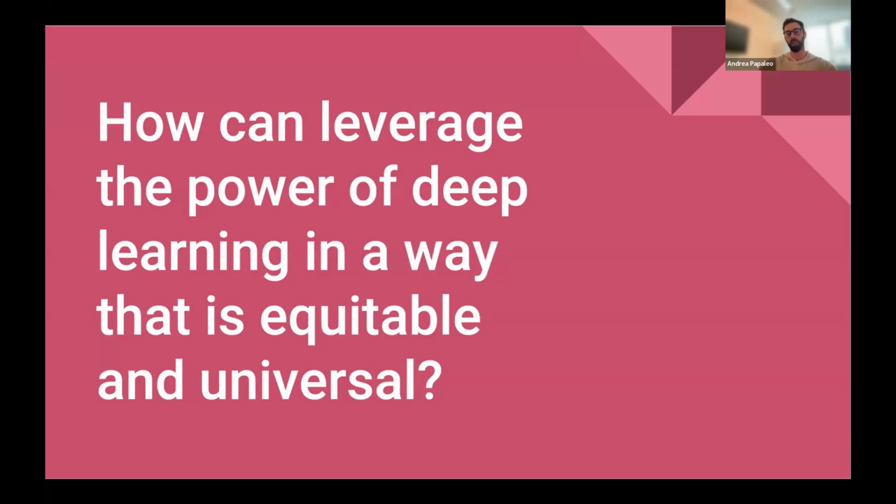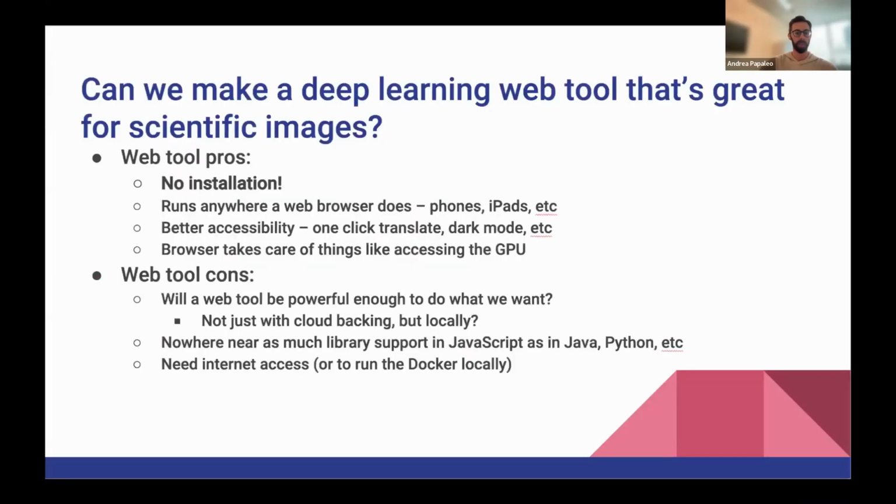Right. So we want to be able to leverage the power of deep learning in a way that's equitable and universal. So we want to put this vastly powerful way of classifying and segmenting these images into the hands of any biologist, regardless of their computational experience. One way to do that is by putting the tool on the web, right? So with that, there's no installation. You go to the website. In this case, you go to piximi.app, and it's there. It works. You can upload your images.